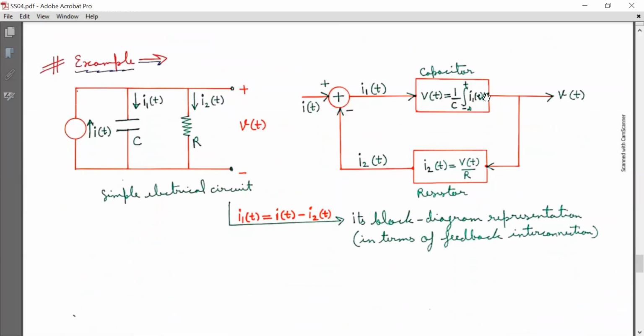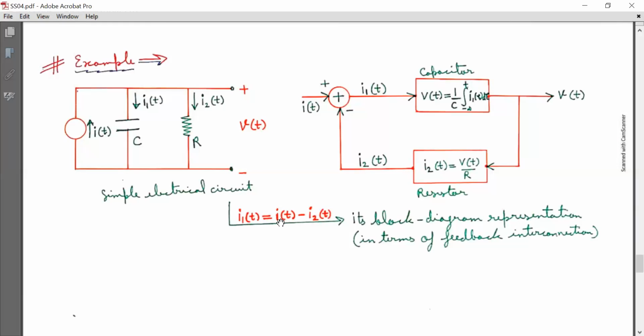Now we will discuss one example with an electrical circuit. This is a simple electrical circuit. Here this is a current source, and the current i(t) is flowing out of that. This is capacitor C, this is resistance R in parallel. The current through the capacitor is i1(t) and the current through resistor R is i2(t), and the output is v(t). Now this is a simple electrical circuit.